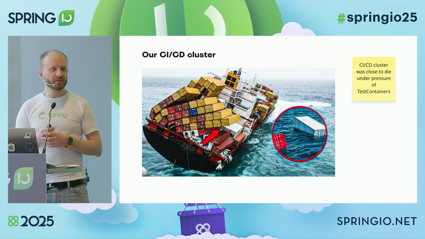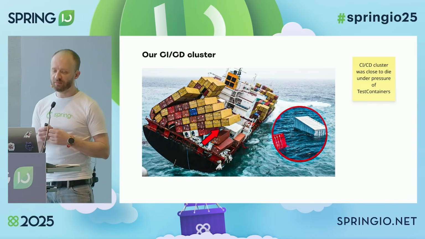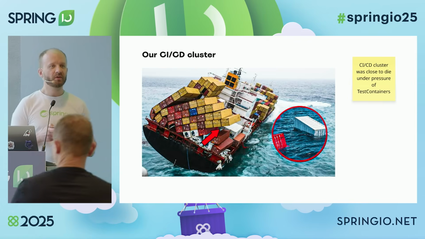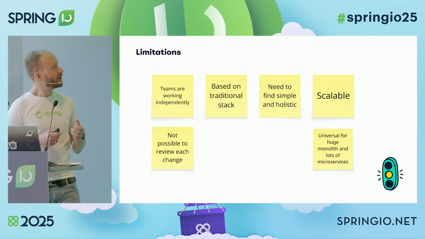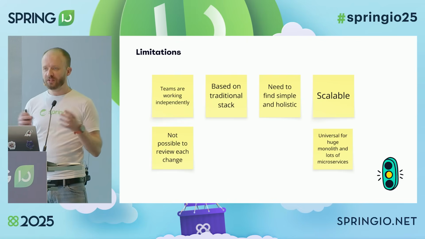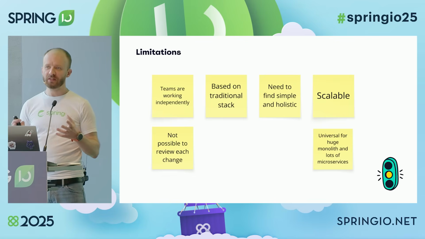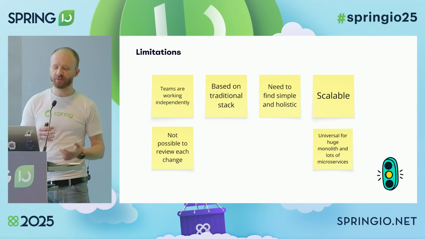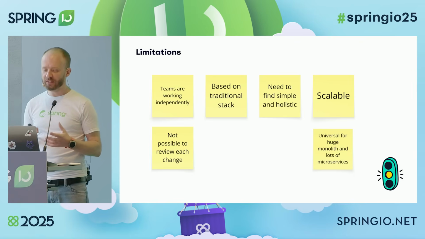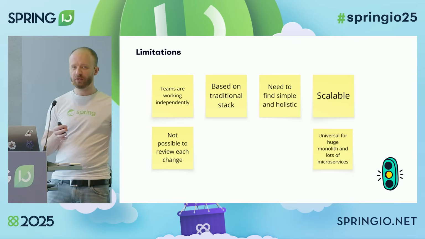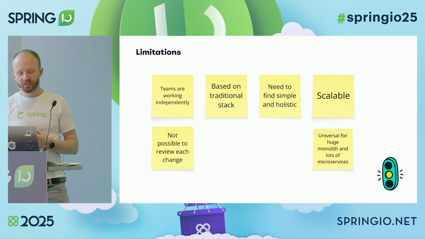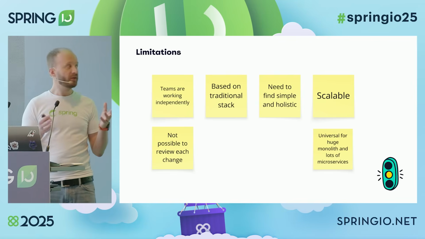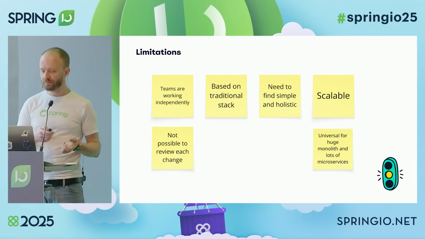Also, our SRE team was really worried about our CI/CD environment, which was almost close to death because it tried to bootstrap too many Docker containers. Miro is a pretty big organization and a lot of teams work independently, so we, as a platform team, were not able, for example, to review all the code. So we tried to find some scalable solution that would fit both microservices and our monolith application, and we tried to stay on the traditional stack as much as possible.